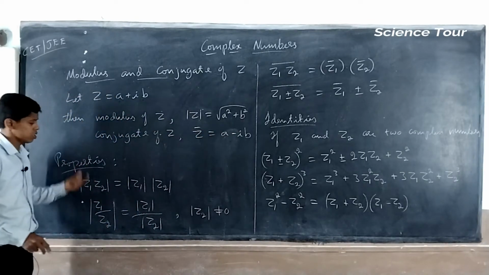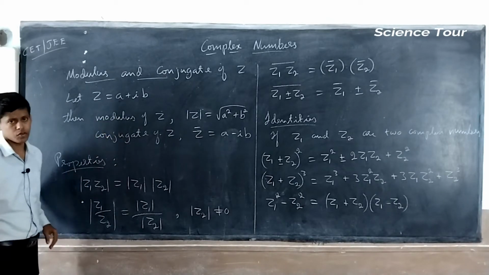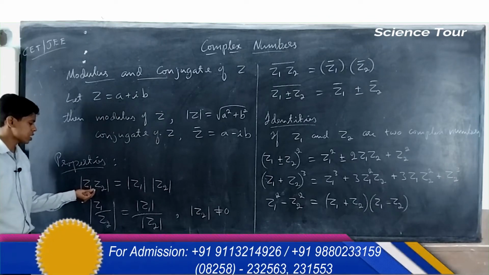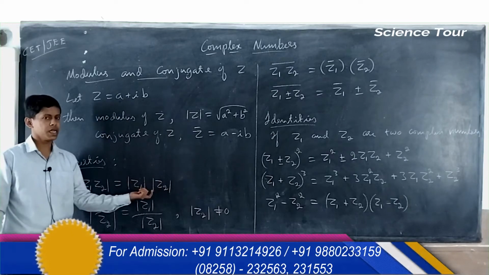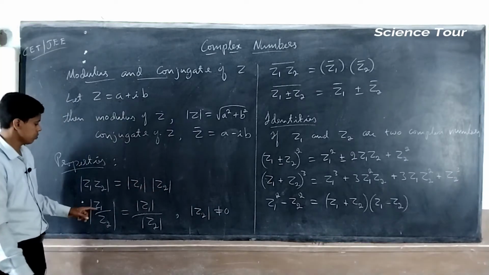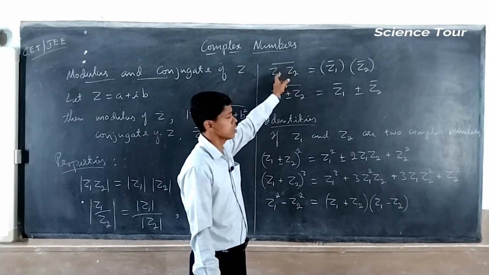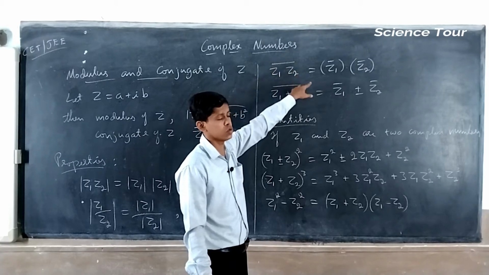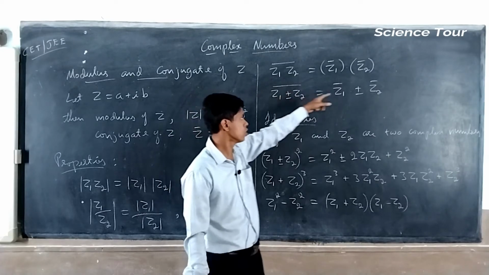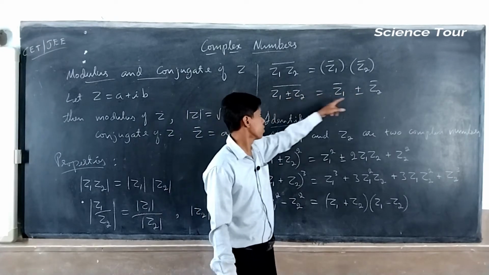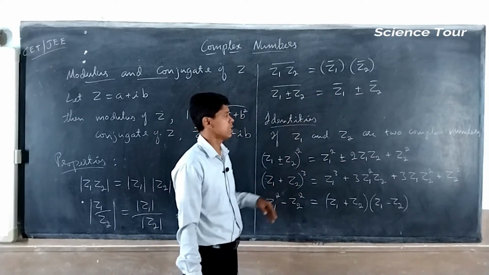Then there are a few properties which are satisfied by the modulus and conjugate of a complex number. If you have multiplication of z1 into z2 and then you take the modulus, that's the same as taking the modulus separately and then multiplying them. Similarly, for division you have this property, and for conjugate, z1 z2 whole conjugate is equal to z1 conjugate into z2 conjugate. And similarly, if you have addition, then you will have addition here. If you have subtraction, you will have subtraction here. That means conjugate can be separated and found separately.